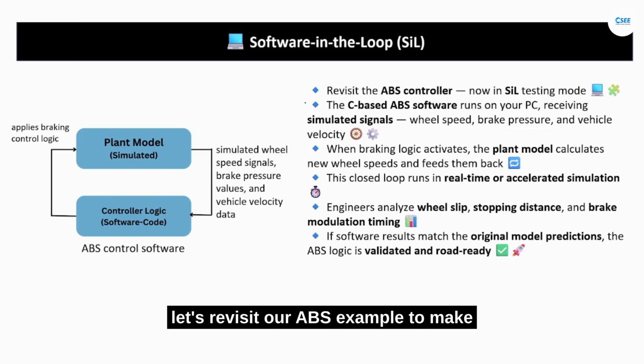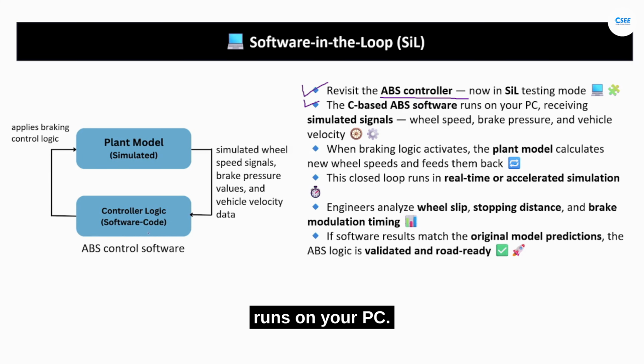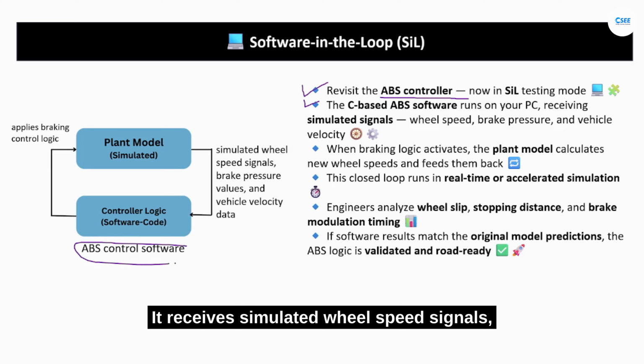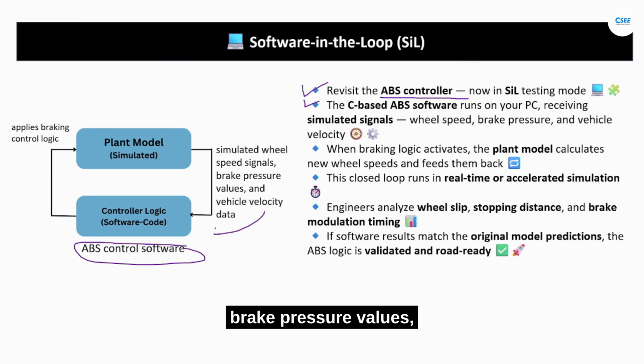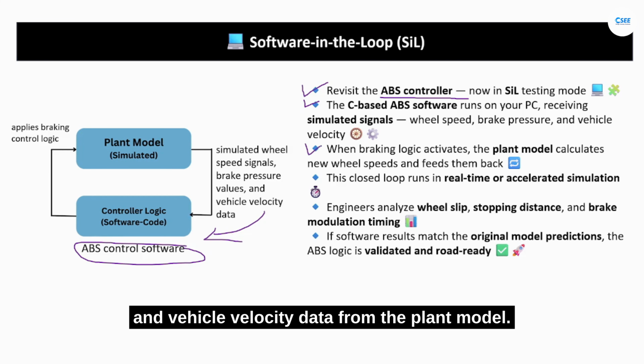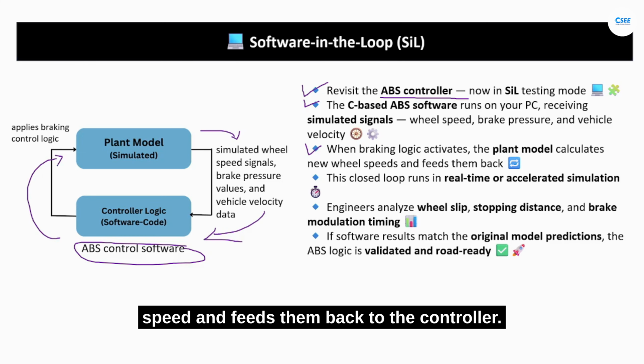Now, let's revisit our ABS example to make this concrete. During SiL, the ABS control software written in C runs on your PC. It receives simulated wheel speed signals, brake pressure values, and vehicle velocity data from the plant model. When the software applies braking control logic, the plant simulation computes the new wheel speeds and feeds them back to the controller. This loop continues at real time or accelerated speed.